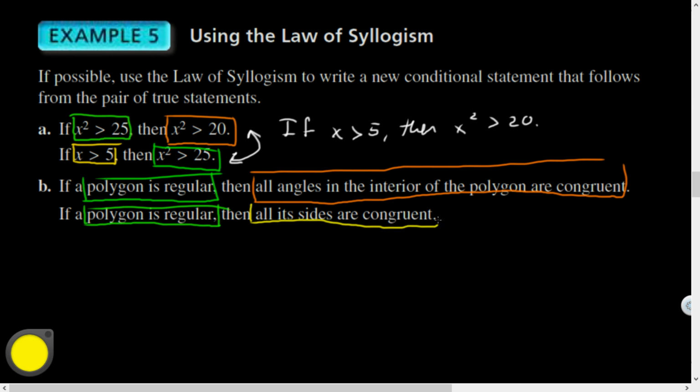So I cannot combine these using the law of syllogism because these were both hypotheses. I can't link them that way. I need to link a conclusion to another statement's hypothesis, so they don't link up. Unless one of these statements ended up having its converse also true, if it was biconditionally true, then I'd be able to make additional statements. But right now, I am just sadly unable.